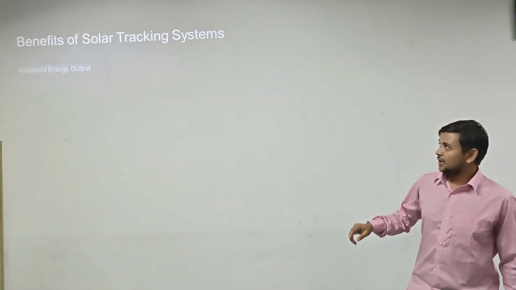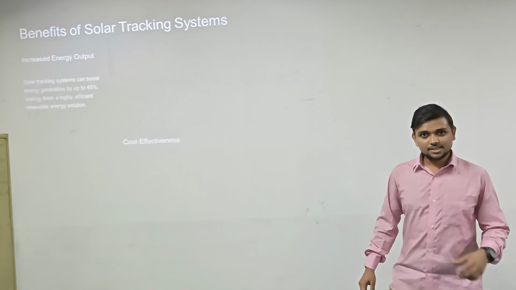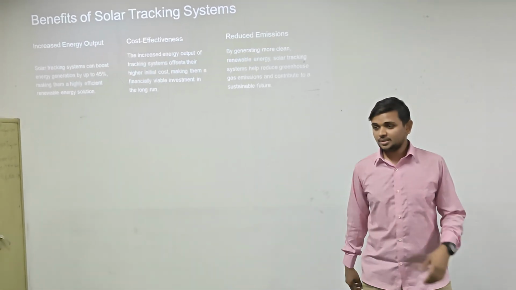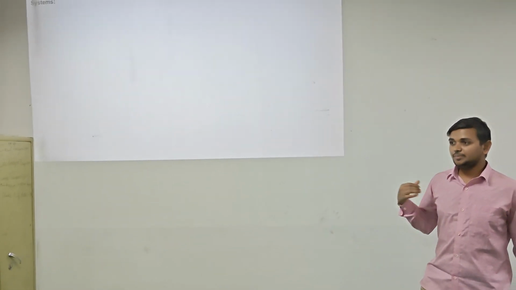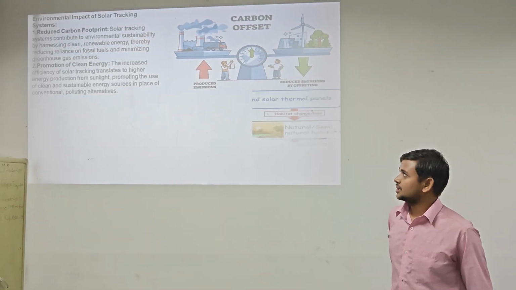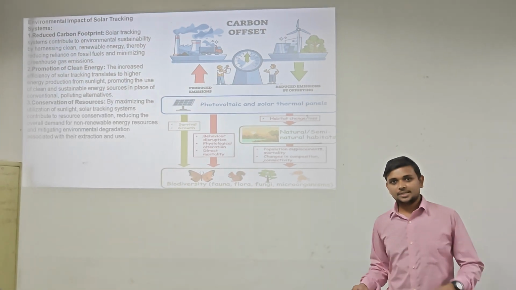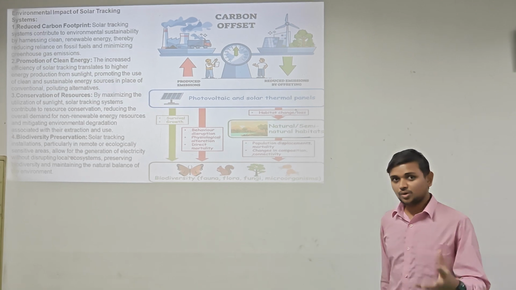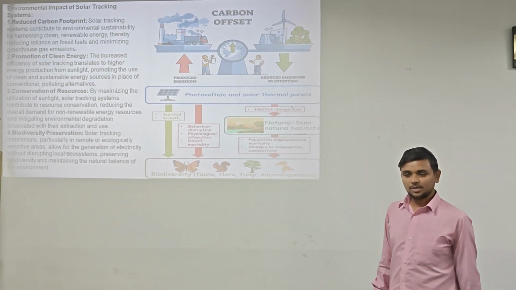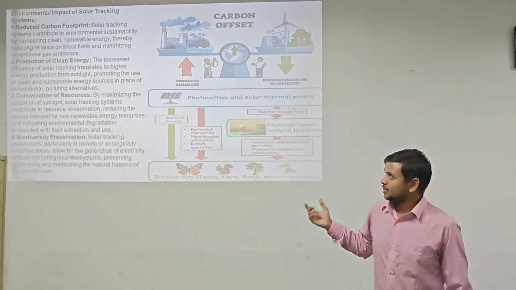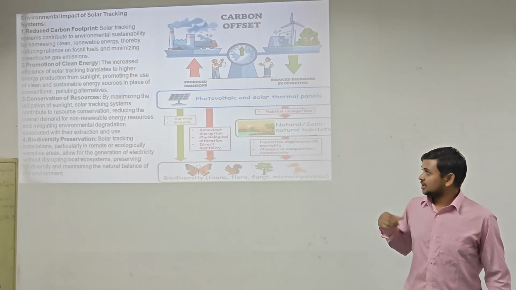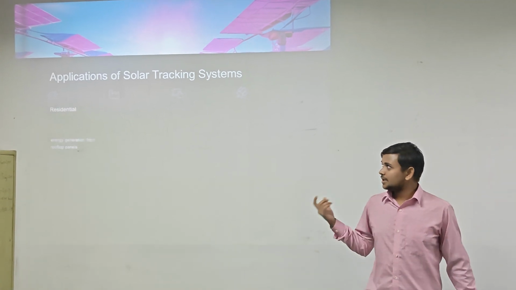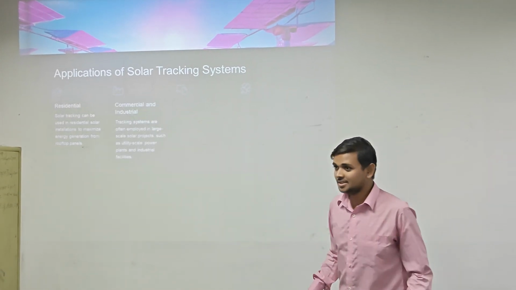Next, what are the benefits of the solar tracking system? It has increased energy output, is cost efficient, and reduces emission. Next, the environmental impact of the solar tracking system. The main advantage is to reduce carbon emission, as carbon is the major component in producing carbon monoxide gas, which is a poisonous gas. It also promotes clean energy, conservation of resources, and biodiversity preservation. To explain the application part, I would like to call my friend Mukesh.